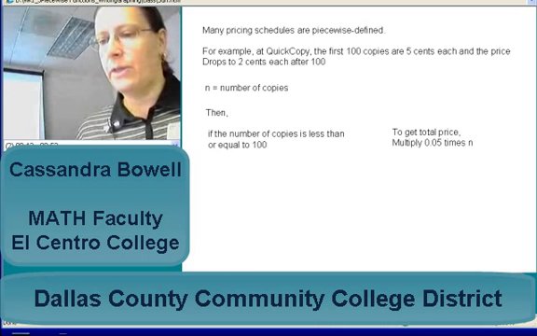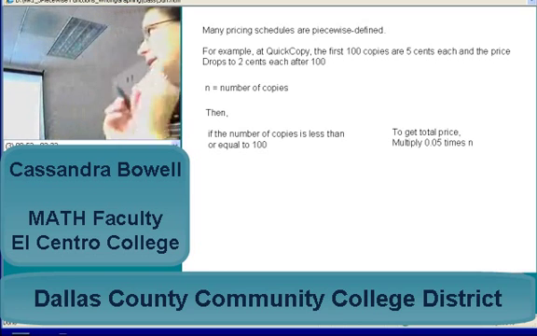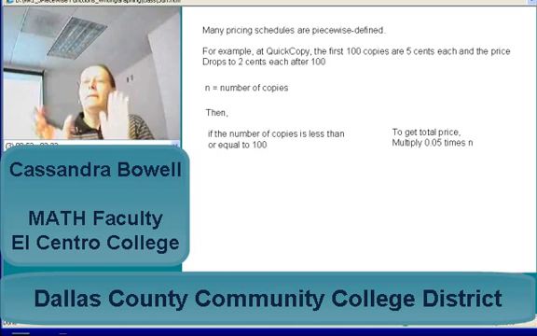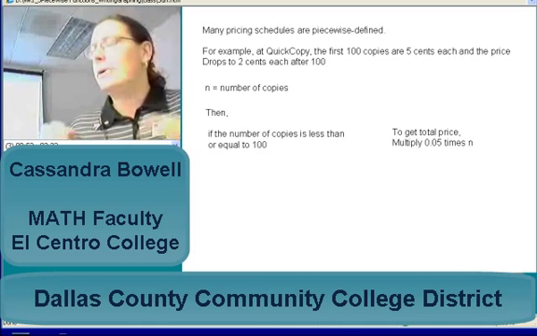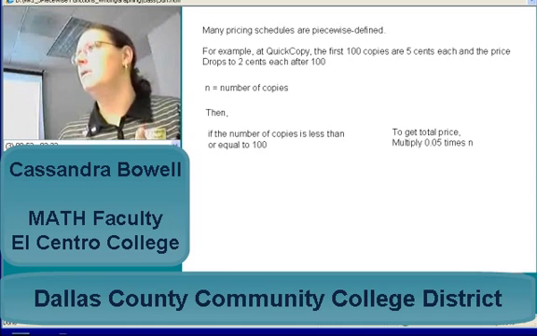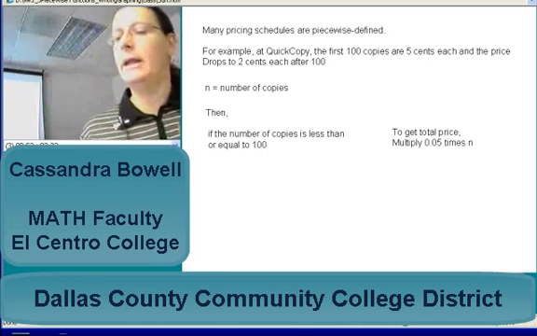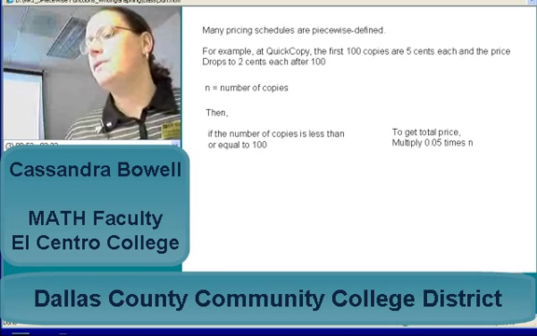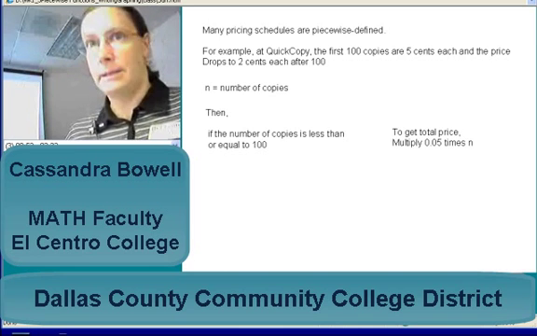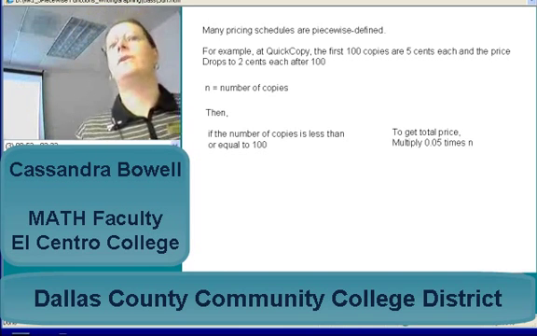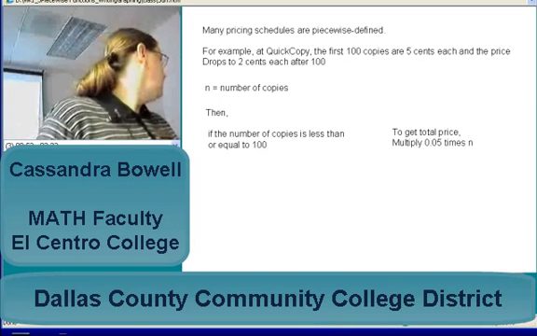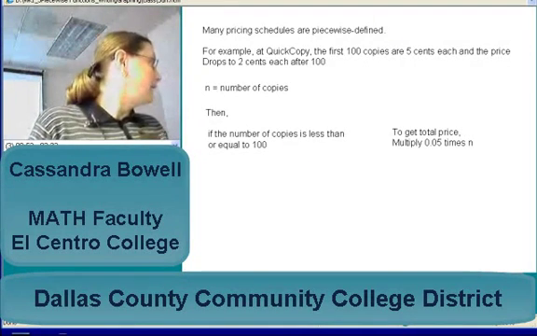Now, I wanted to start you off with just an example, so that you could have some idea about what I was talking about. When you look at pricing schedules, you usually get a break if you buy more than one thing, or buy lots. So here at Quick Copy, you pay 5 cents a piece for the first 100 copies, but then the rule changes if you buy more than 100 copies. You don't pay 5 cents for any number of copies. If you make more than 100 copies, the rule changes. So that's an example of a piecewise defined function.